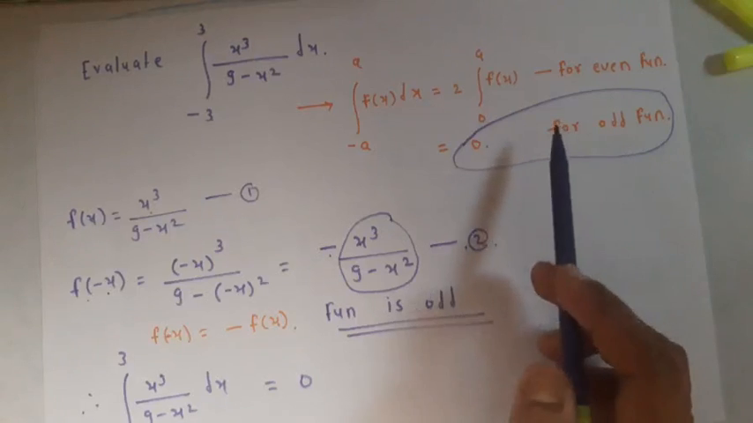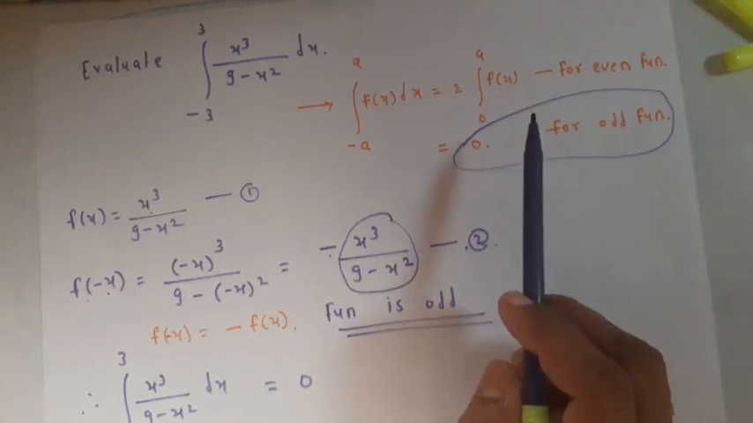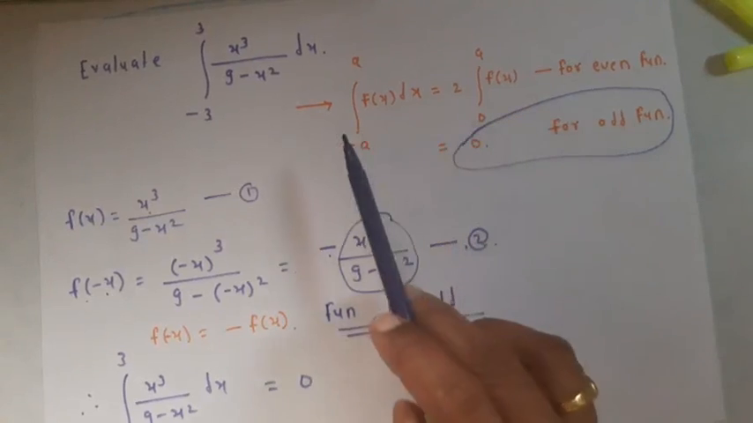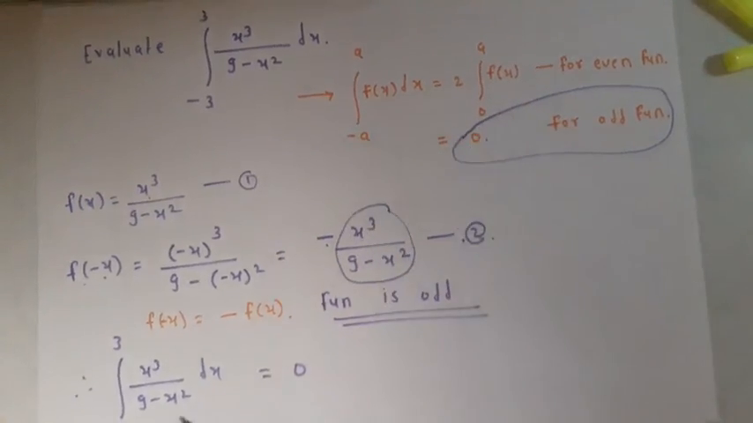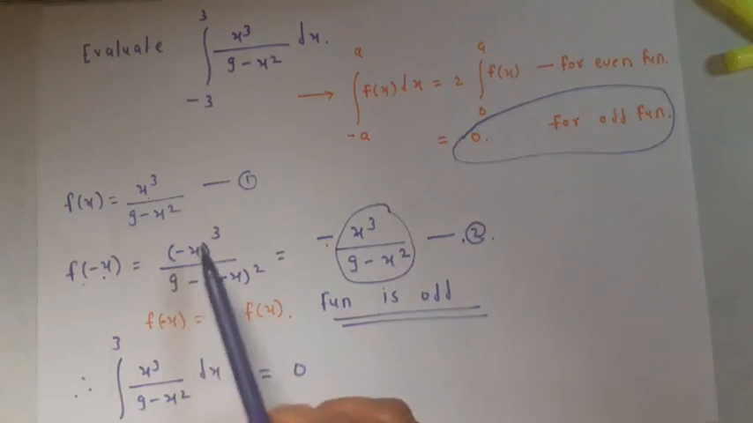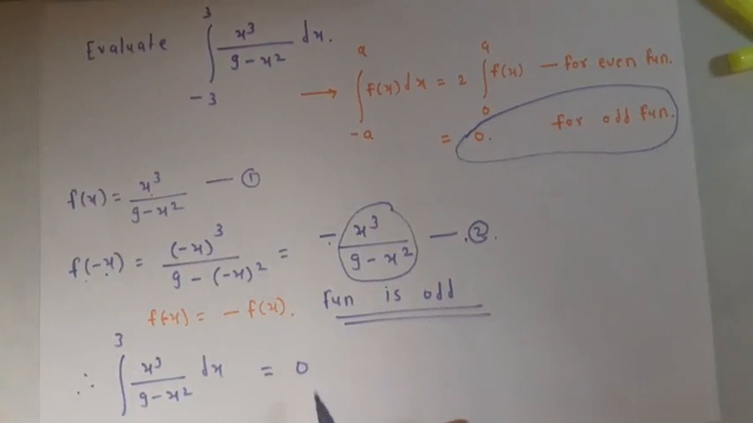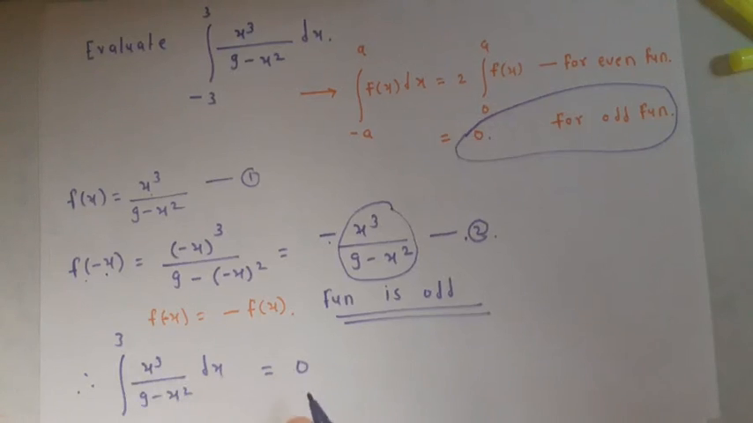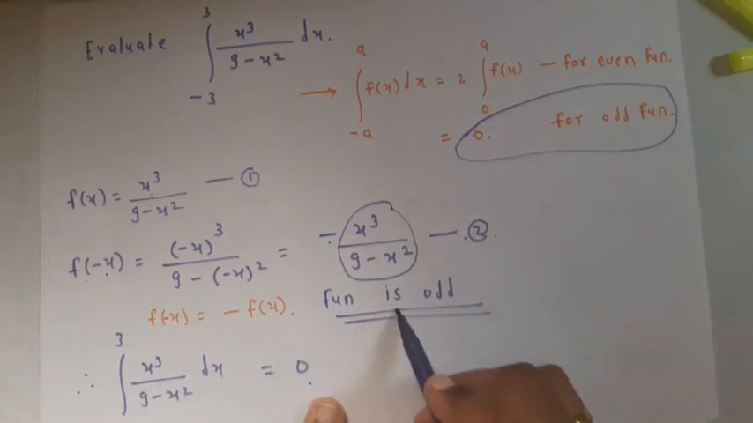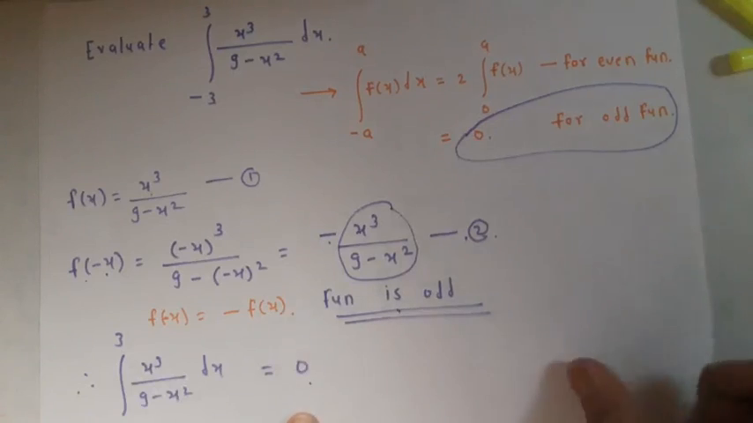But in case of an even function, we have to solve the problem. The function is odd, so don't solve the problem directly, its value is 0. You only have to check whether the function is even or odd. Hence the integration of this equals 0 because we have checked and the function is an odd function. Okay, now let us take another example.